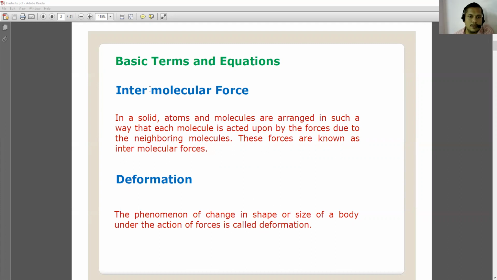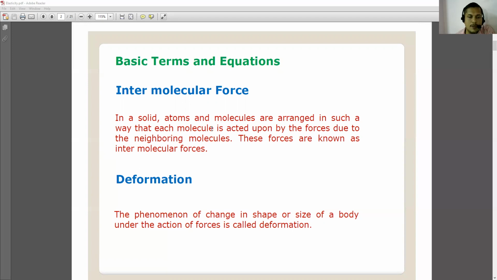So two terms are there in this slide. First is intermolecular force and second is deformation. In the first point, what it means is, in a solid, atoms and molecules are arranged in such a way that each molecule is acted upon by the forces due to the neighboring molecules. The forces act upon each other, that is, neighboring molecules. These forces are known as intermolecular forces.